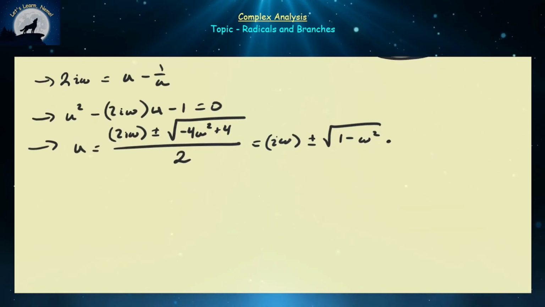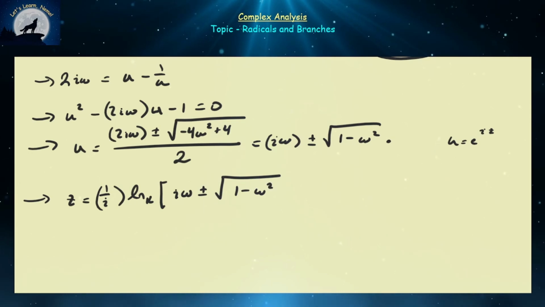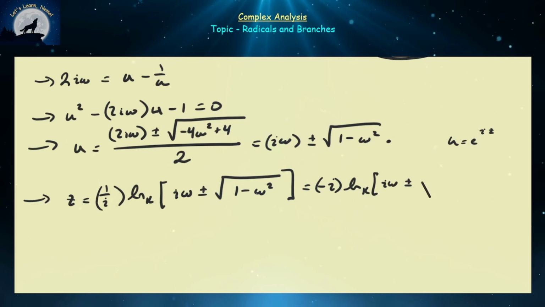In terms of our substitution, u is equal to e to the iz, so by taking the natural log and then dividing by i, we're going to have that z will be equal to 1 over i multiplied by the natural log base k. Now keep in mind that base k is the branch of the logarithm. It's not like a base like log base 5 or log base e. Then we're going to have i omega plus or minus the square root of 1 minus omega squared. And we can multiply top and bottom by i, and then we're going to have minus i times the multivalued expression, natural log of k, of i omega plus or minus the square root of 1 minus omega squared.